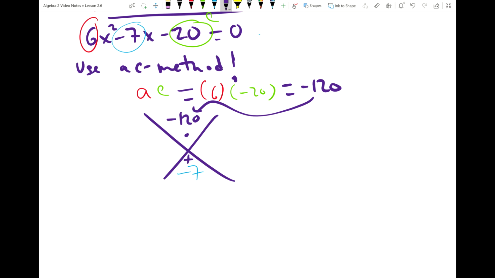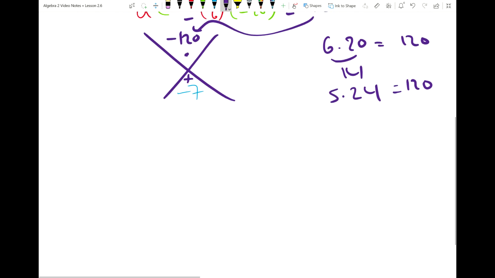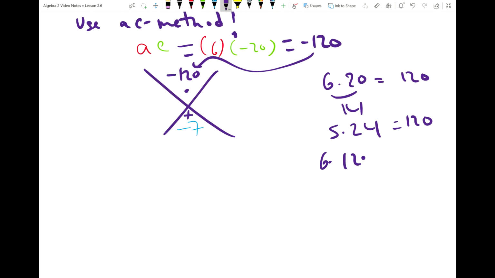6 times 20 is 120, but if you subtract those, you're going to get 14 and not 7, so that's not going to work. Let's try 5 times 24, which gives you 120, but 24 minus 5 is 19, so that's not going to work, and if you add those, you get 29. 6 and 20 gives you 120, but we just did that.